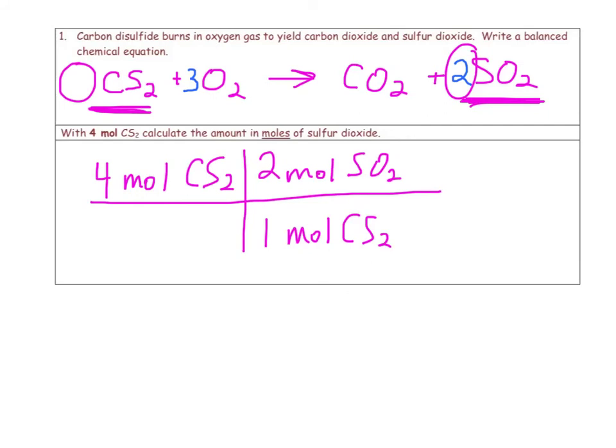When we do the math, you multiply across the top, divide across the bottom. Notice that the units will cancel here. Mole CS2 cancels mole CS2. Our final answer will be stated in moles of sulfur dioxide, because that's what's remaining here. And the math is going to be 4 times 2 divided by 1 for a total of 8. So there's our answer, 8 moles of SO2.